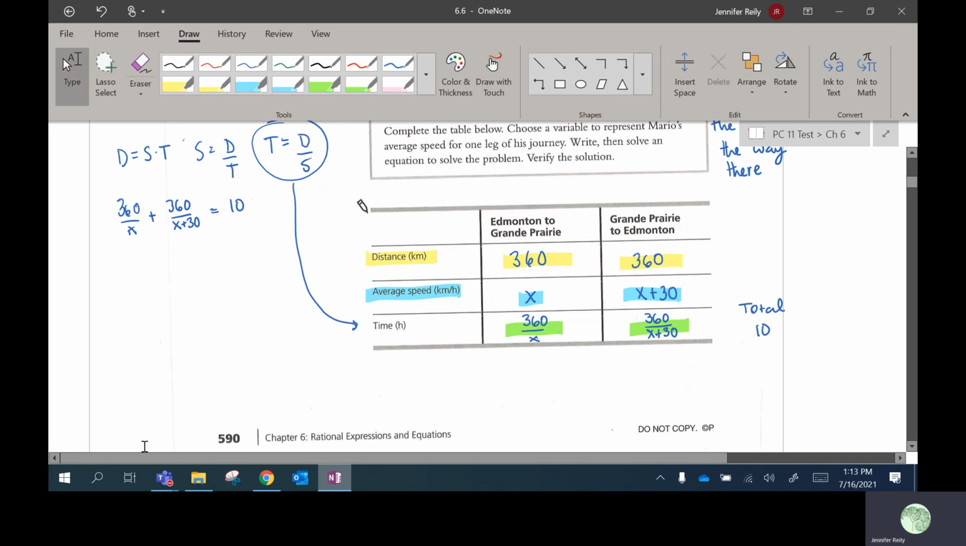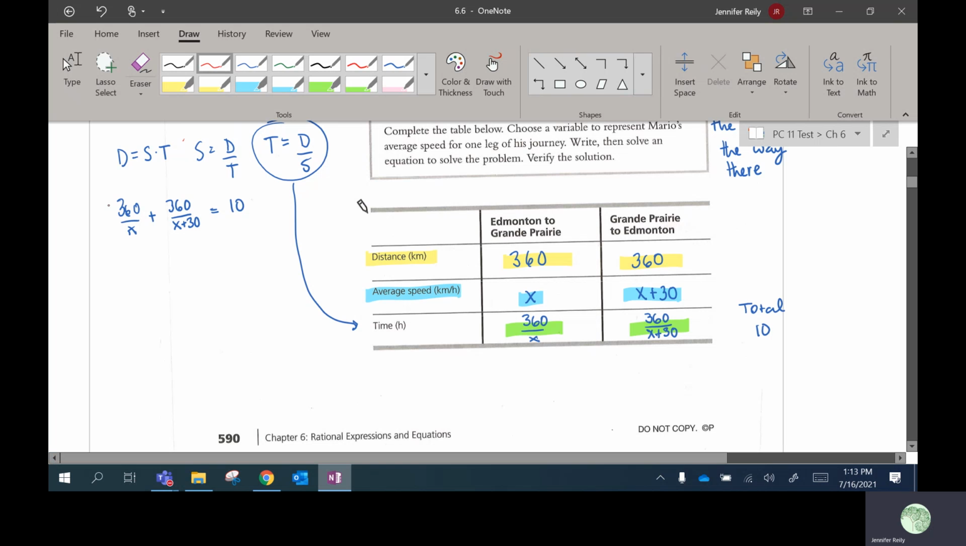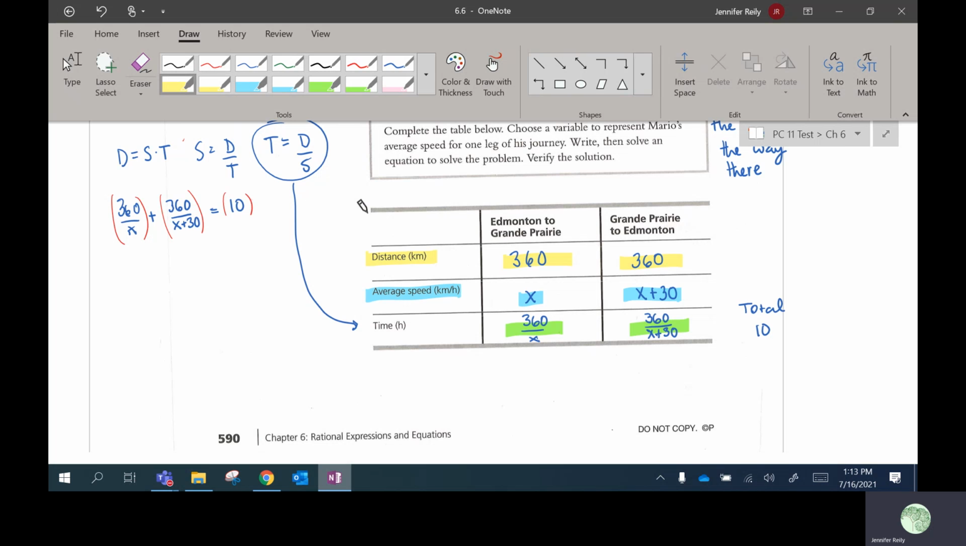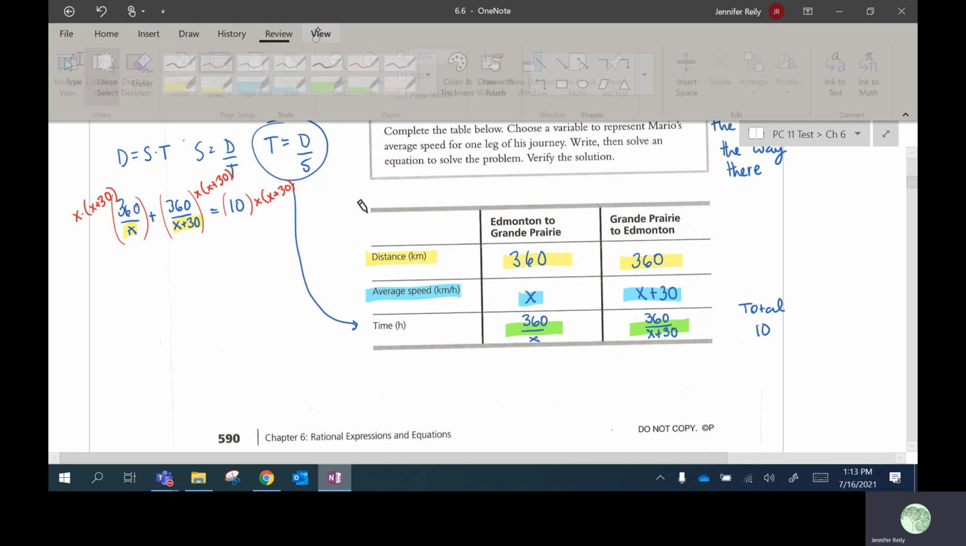And so that's kind of the hard part, is setting it up. And then once you get to here, it's really a 6.5 question where you're just solving this rational equation. So we can recall back to 6.5 and see what we need to do when we have fractions in our equation. We want to multiply by whatever the denominator factors are to cancel them out. So we have a factor of x and x plus 30. So that's what I'm going to multiply every single term by: x and x plus 30. I'm going to zoom in here so we can get a better view.